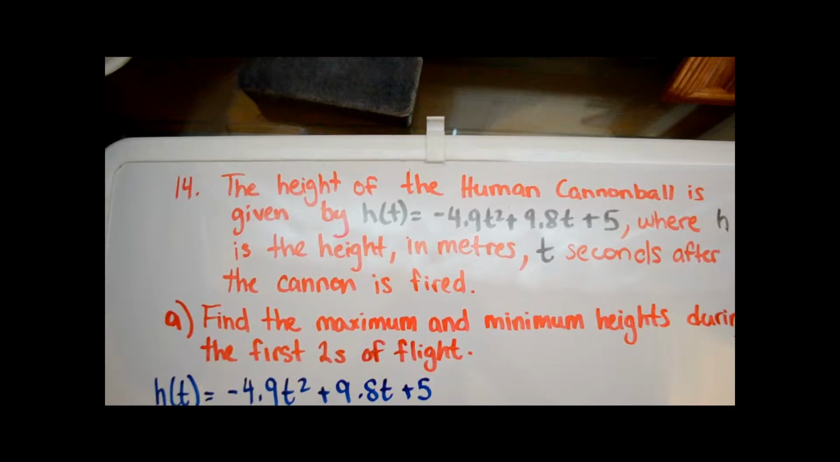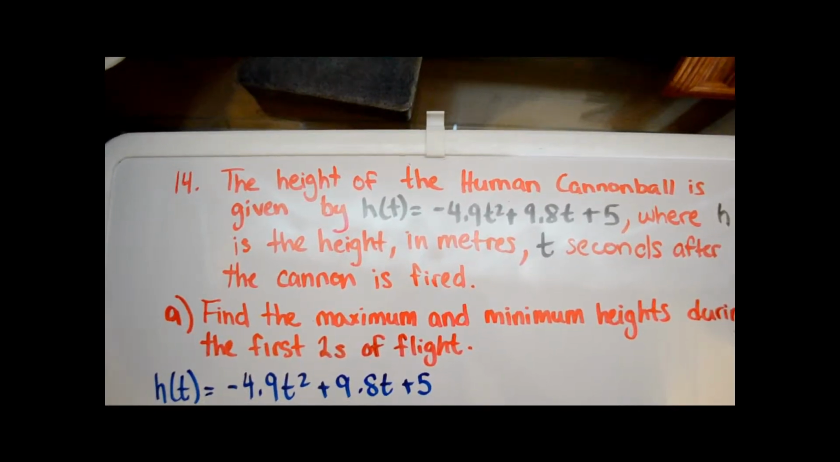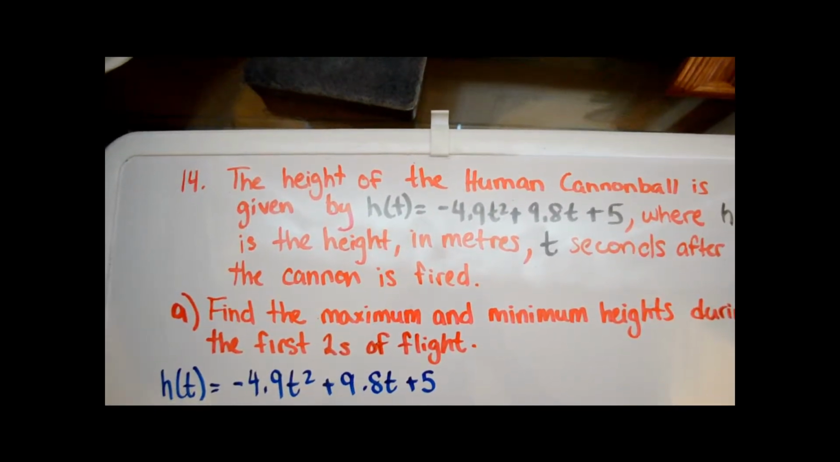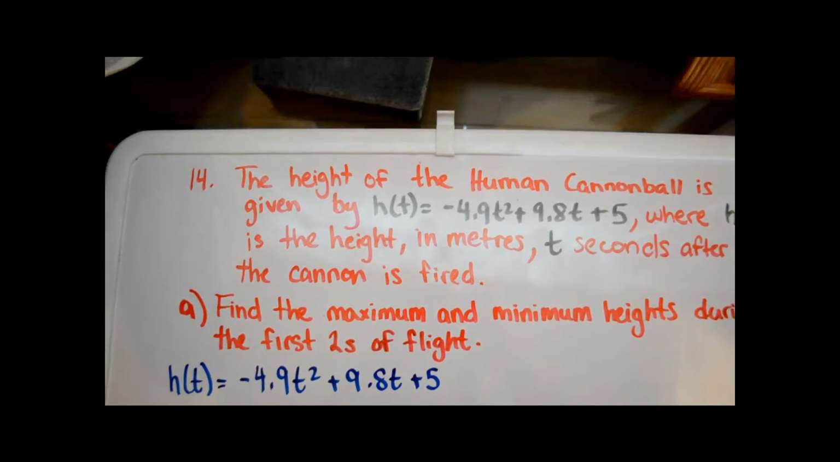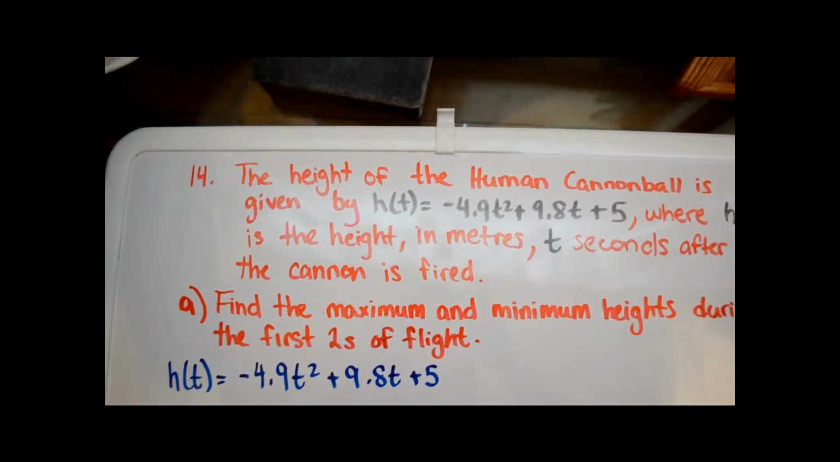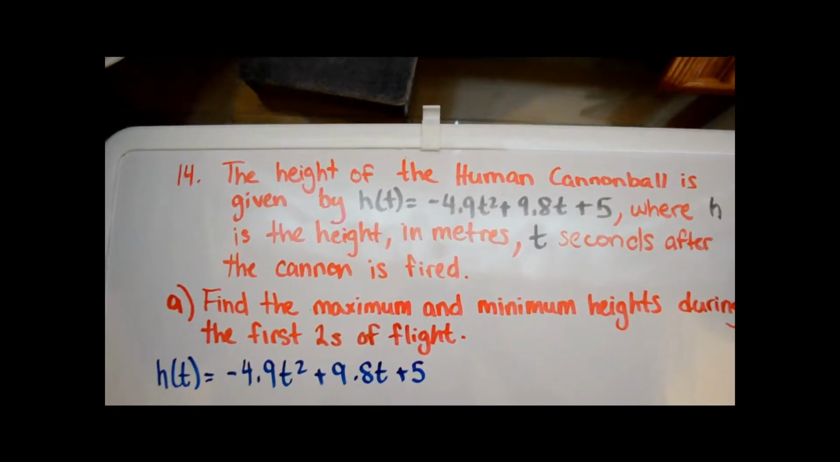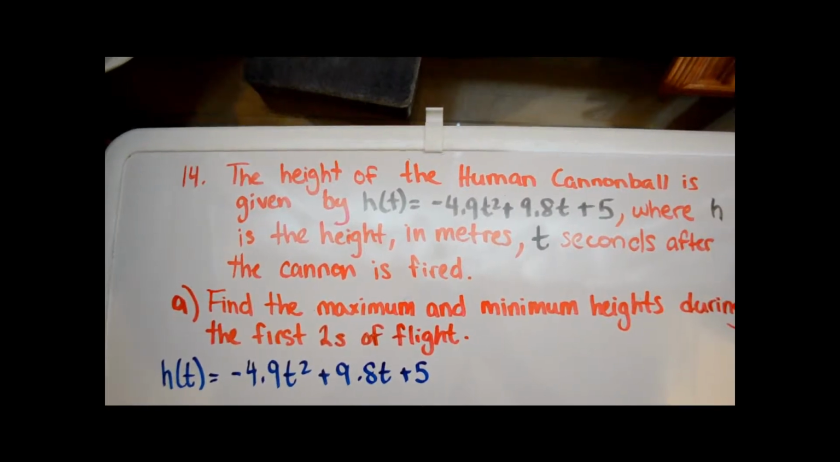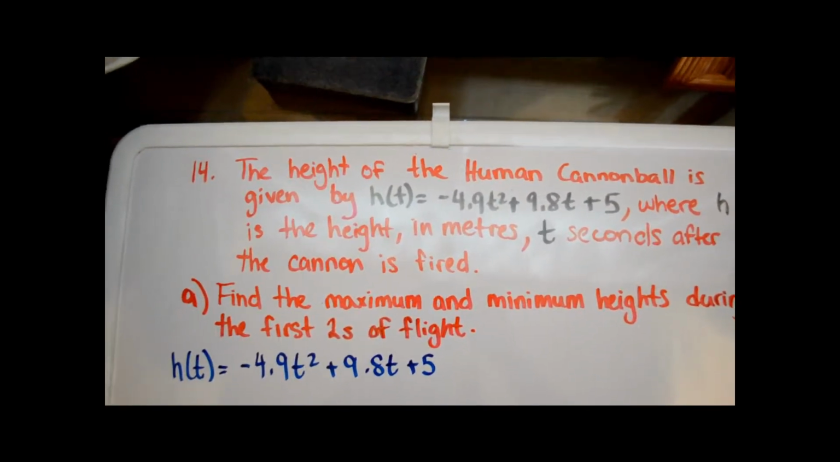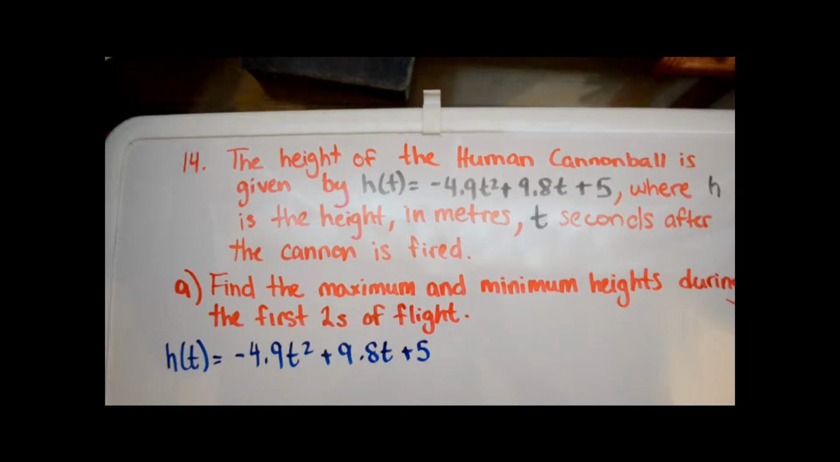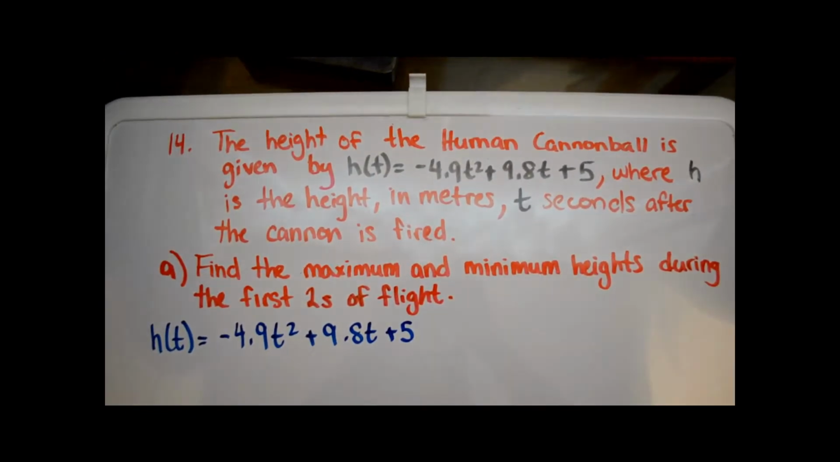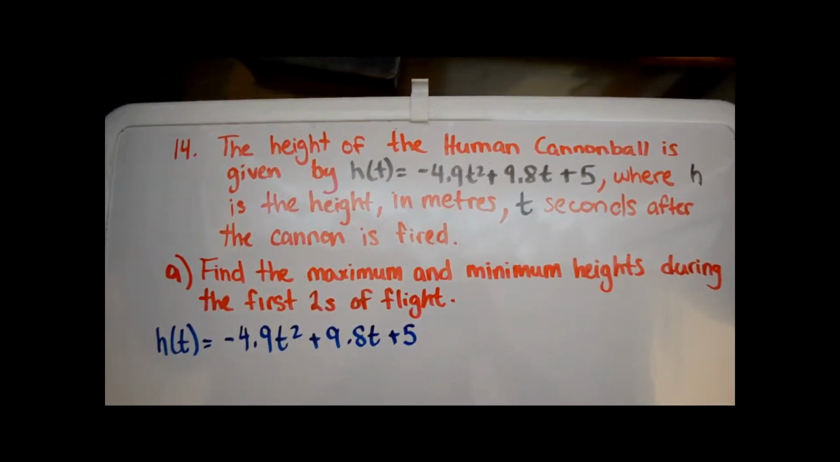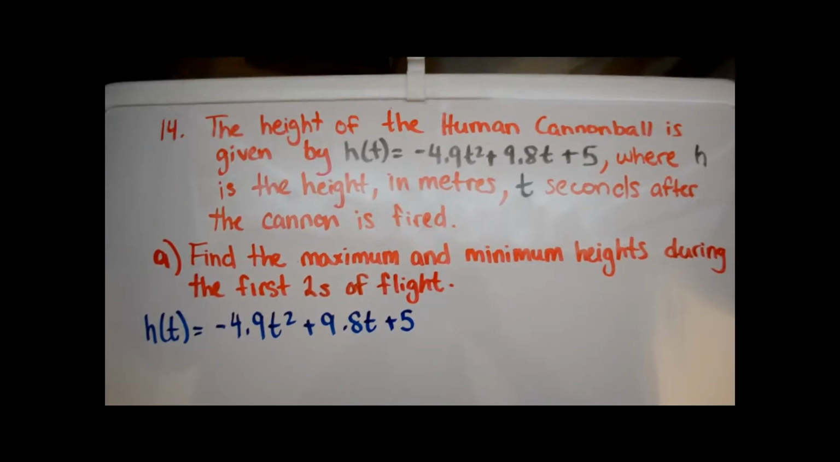The height of the human cannonball is given by h at t equals negative 4.9 t squared plus 9.8 t plus 5, where h is the height in meters, t seconds after the cannonball is fired. Part A says, find the maximum and minimum heights during the first 2 seconds of flight.